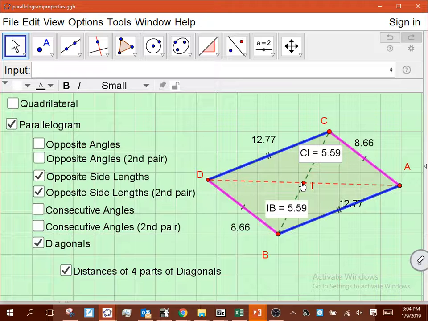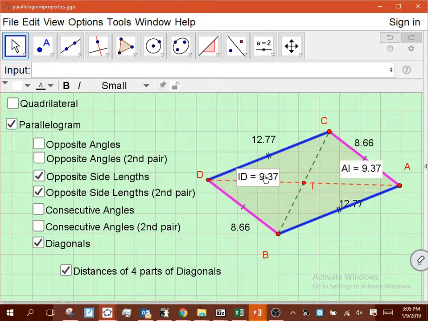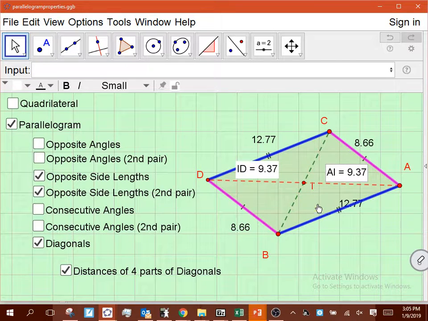So then the red diagonal is a bisector, okay? Now, it's not perpendicular, right? So it's just a bisector. So the red diagonal bisects the green one. What about this? What if I look at the red parts, ID and AI? I is now a midpoint of the red one, right? Does the green one bisect the red one?